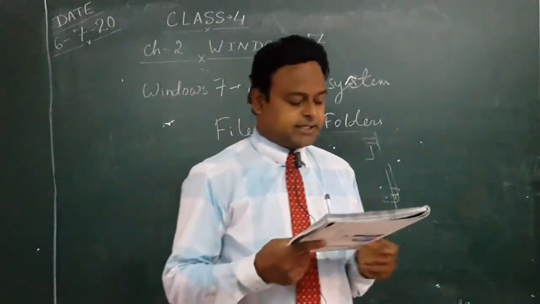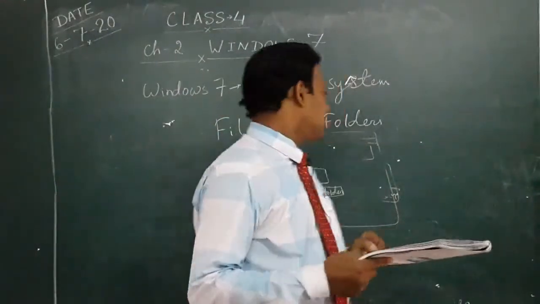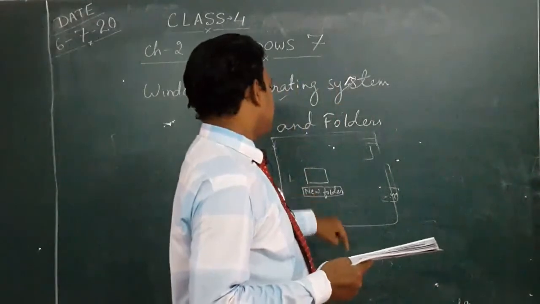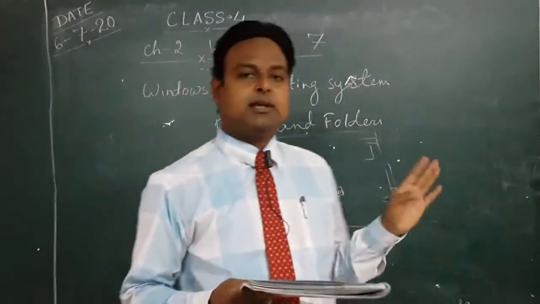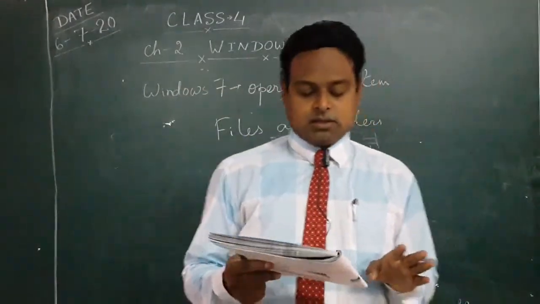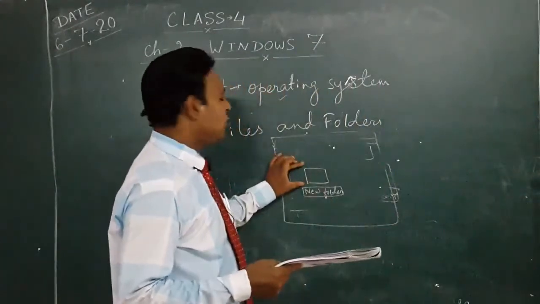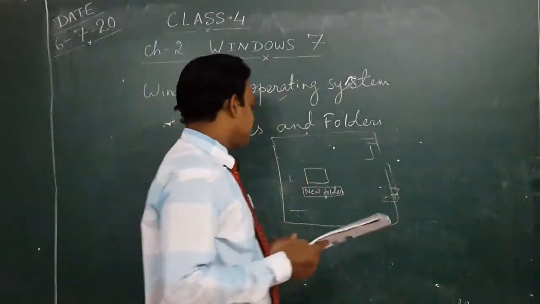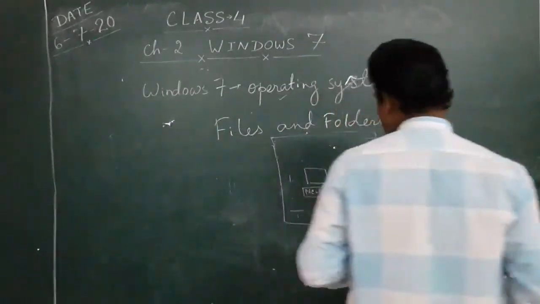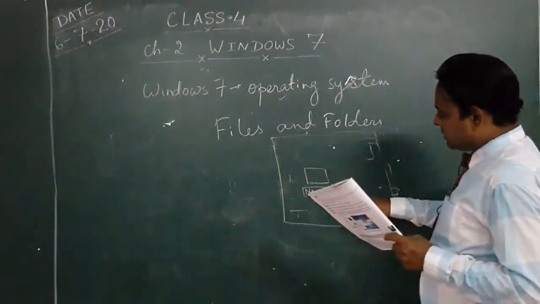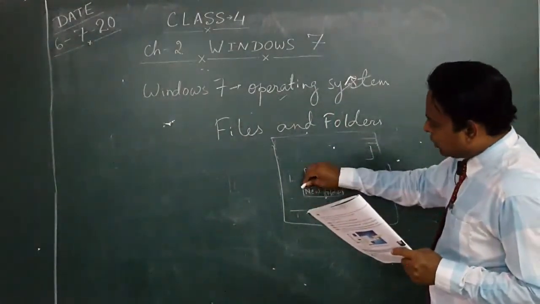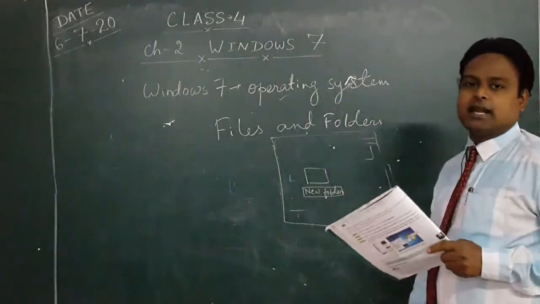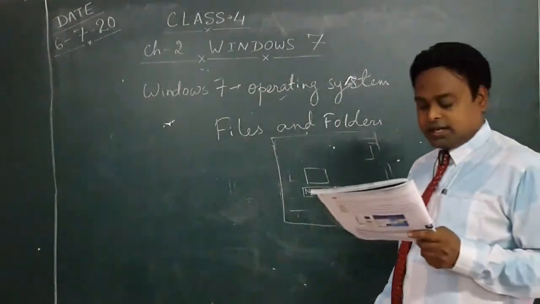Now let us see how to create a folder. I was telling you, if you click on that new option and you have selected folder, that means this yellow color box will appear on the screen. Now what you will do, the first thing is that new folder, by default it is written like that, so you want to give it a name.